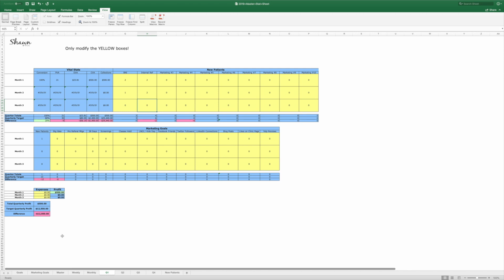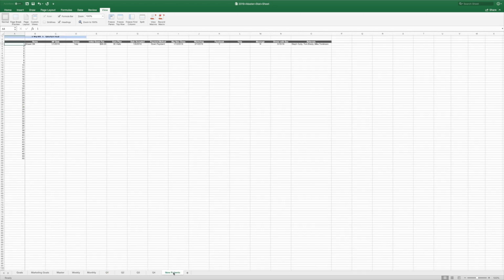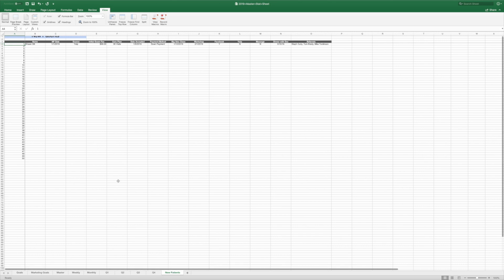Last but not least is my most favorite tab. This is the new patient tab. What I love about this is your front desk should be populating every new patient that comes into the office, right? You're putting their name on here, their new patient date, so when they were scheduled, and if they show up or not. Where they came from.